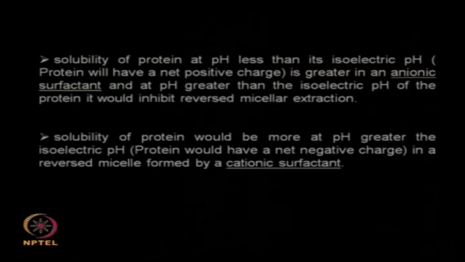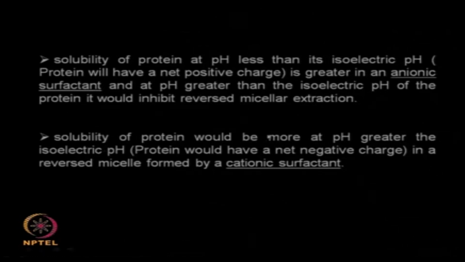So if you know the isoelectric pH of a protein, and if you are operating at a pH less than the isoelectric point of the protein, the solubility of the protein at pH less than the isoelectric pH is greater in an anionic surfactant, and at pH greater than the isoelectric pH of the protein, it would inhibit reverse micelle extraction. Okay. So if the pH is greater than the isoelectric pH, then you are going to prevent the reverse micelle extraction.